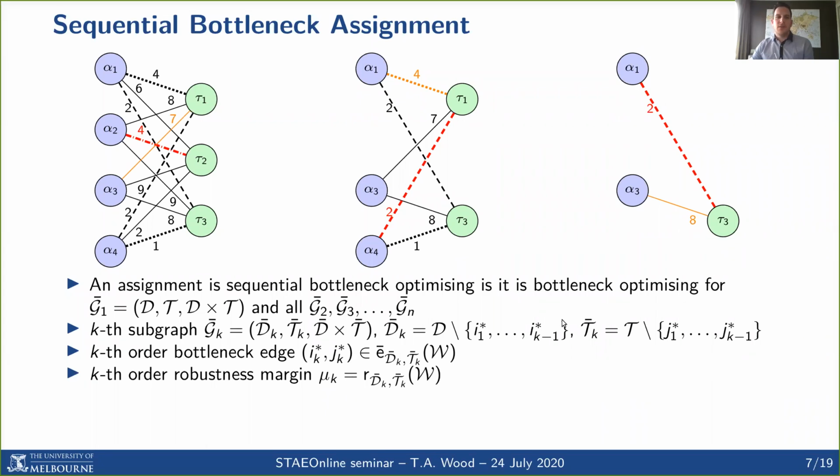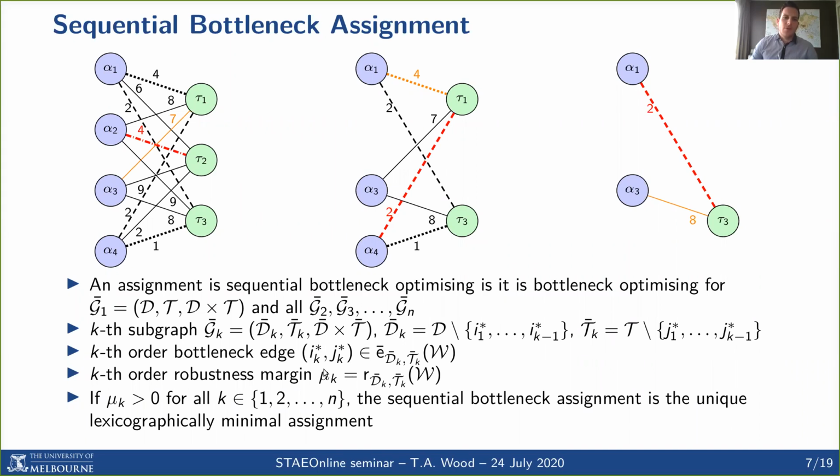So at every step of this sequence of assignment problems, we select an edge, we assign one task to an agent, and we also store the difference of the best assignment to the second best assignment. So we say for every order, we have a bottleneck edge, so the kth order bottleneck edge, and also the kth order robustness margin.